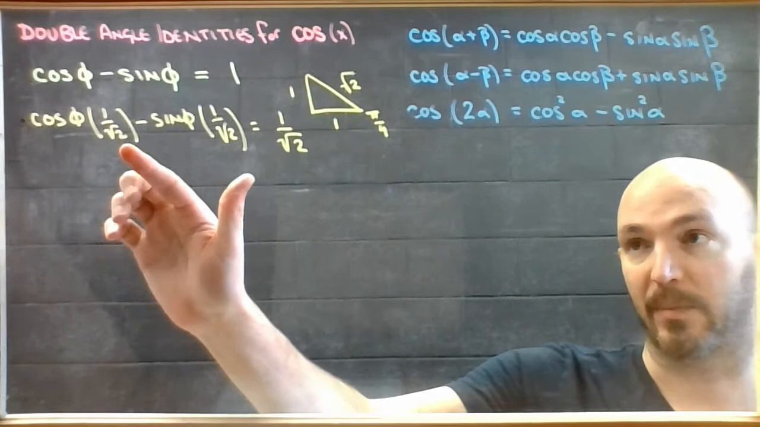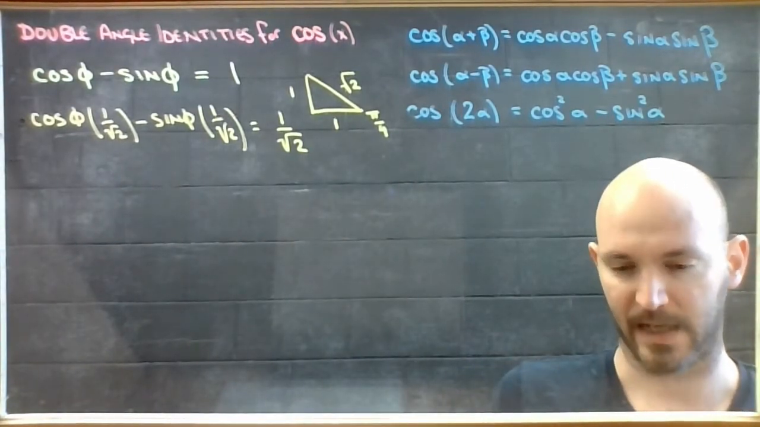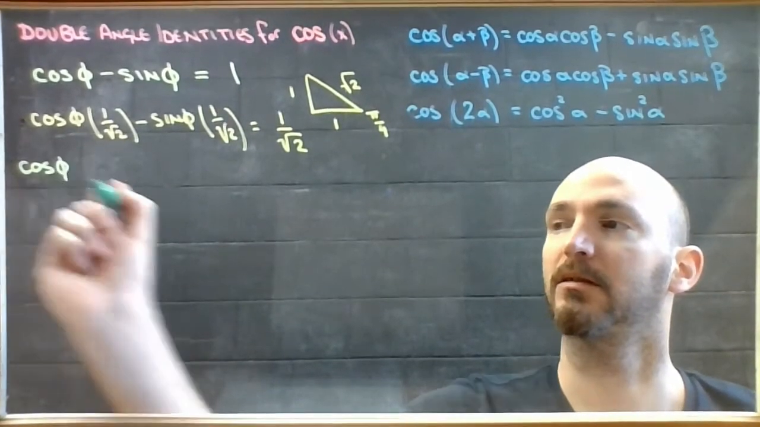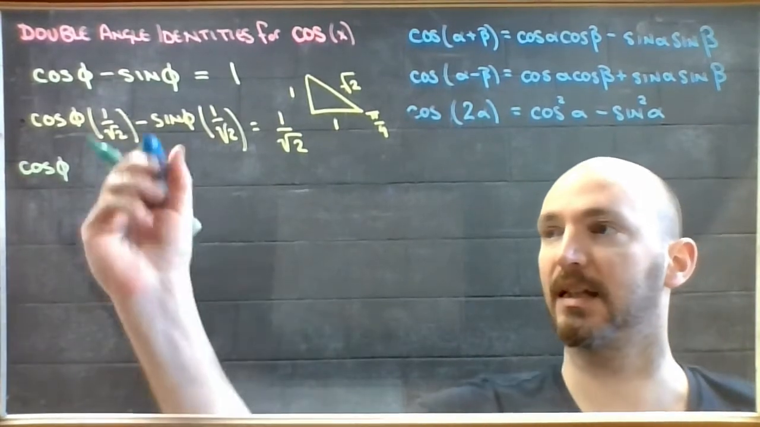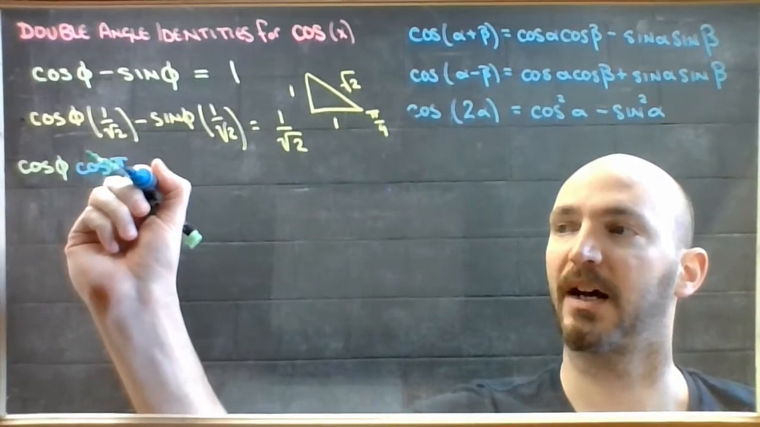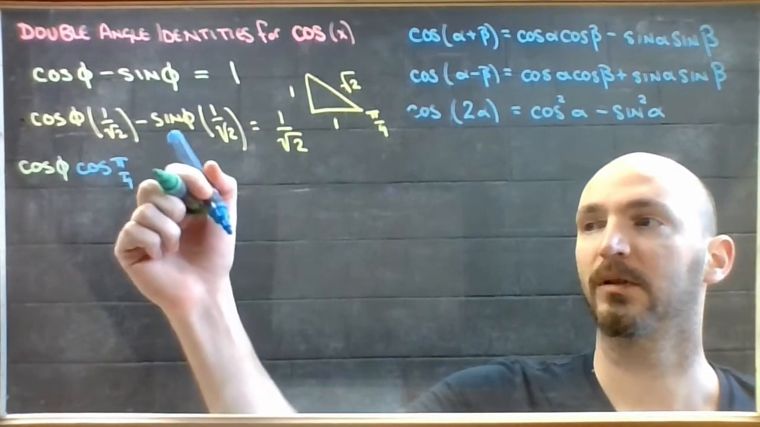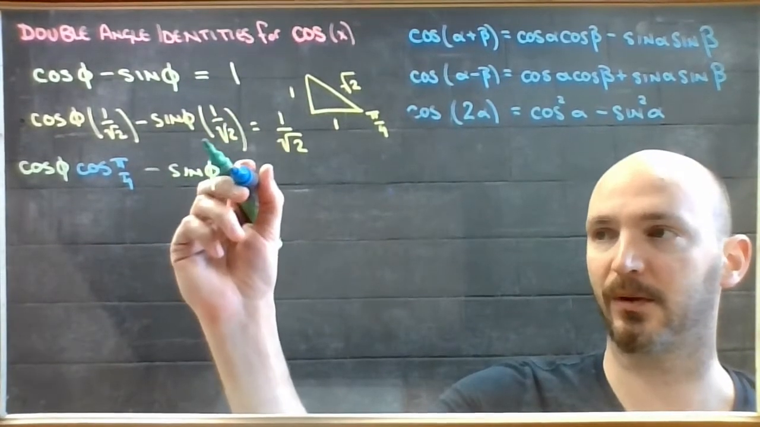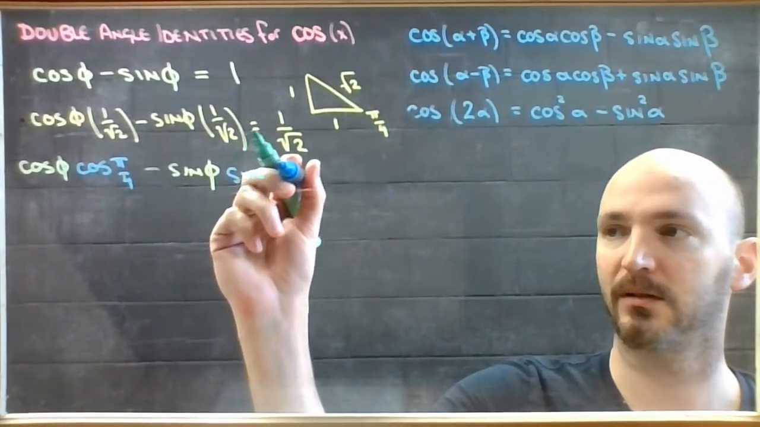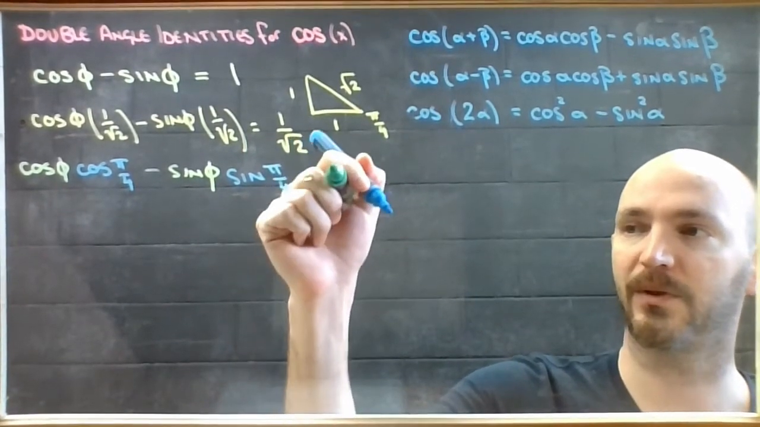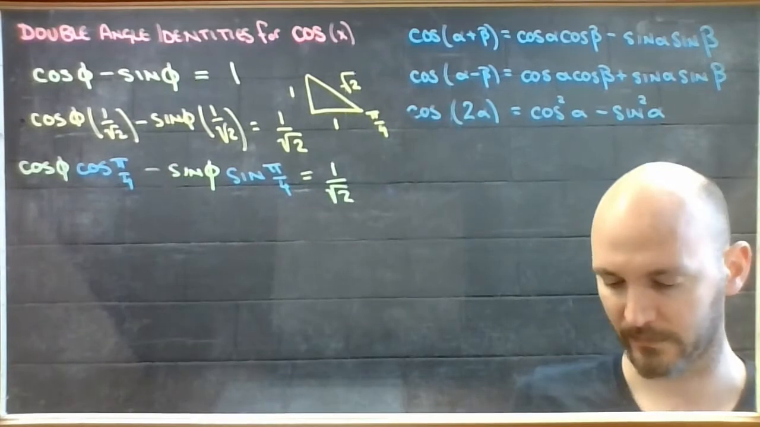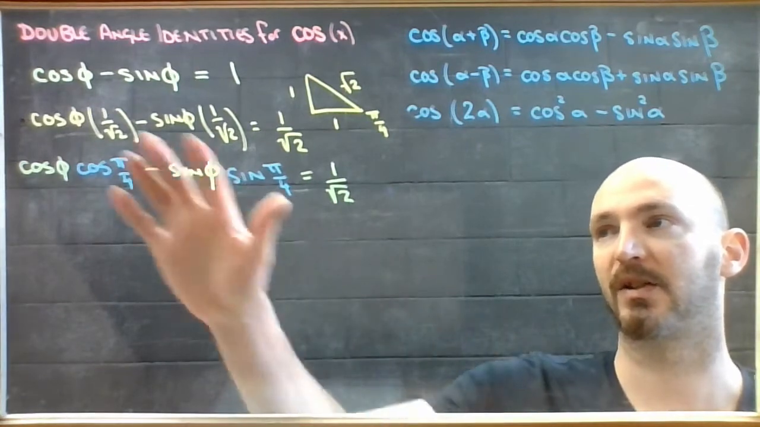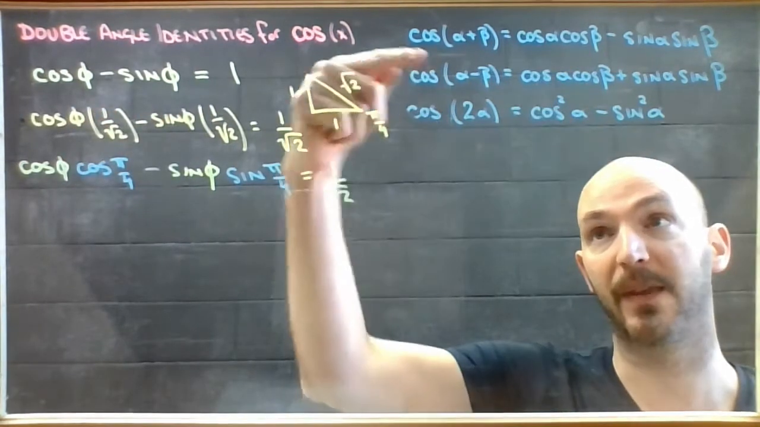So if I make this funny replacement from that particular triangle, I would end up with cos of phi, and 1 over root 2 is the cosine of pi over 4, minus the sine of phi, and instead of 1 over root 2, I'm going to write sine of pi over 4 equals 1 over root 2. So I just used some clever little number tricks to take this thing and to build this particular identity.